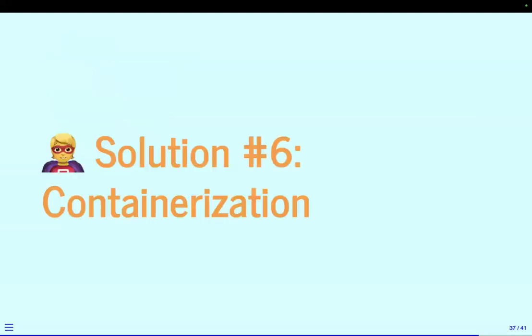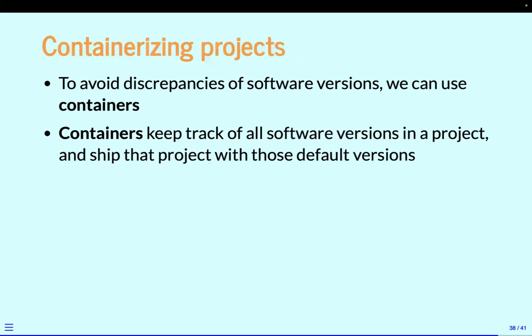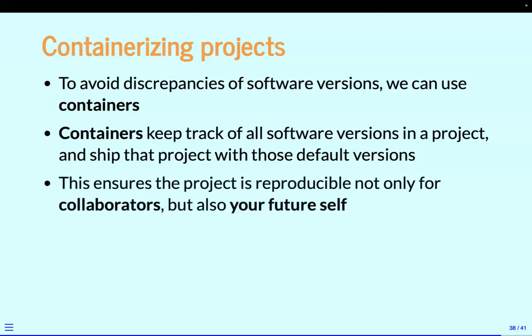One solution for this is containerization. So what does this mean? To avoid the discrepancy at the level of software, we can use containers. Containers keep track of all software that's being used and what their versions are in a given project. And whenever you copy that project from GitHub, for example, or you make a clone of that project, it's going to ship with a file that tells your computer what versions of software should be used to make sure this is fully reproducible.